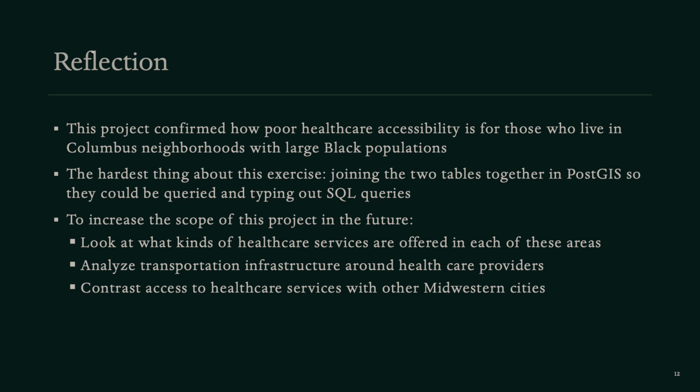As Columbus grows, it is very important that we ensure our social systems are equitable and easily accessible, and the creation of this geospatial database is just one example of how GIS can help us build social equity.